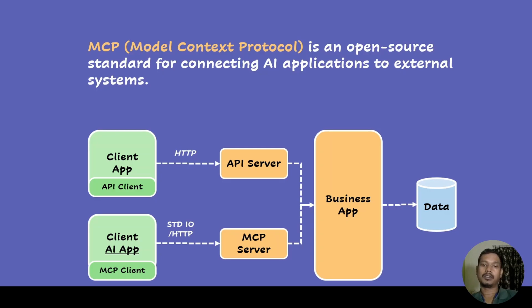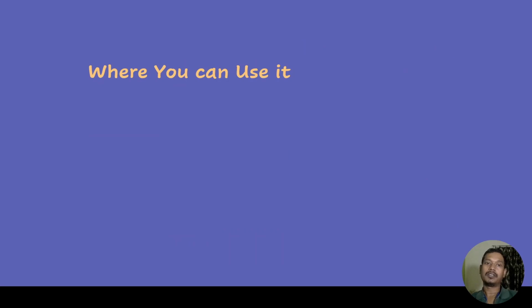You only expose your MCP servers to your client, then the AI client will do the rest of the things. Isn't it smart, right? So this is solving so many problems in the AI world. Since you know what an MCP server is now, let me tell you where you can use it.